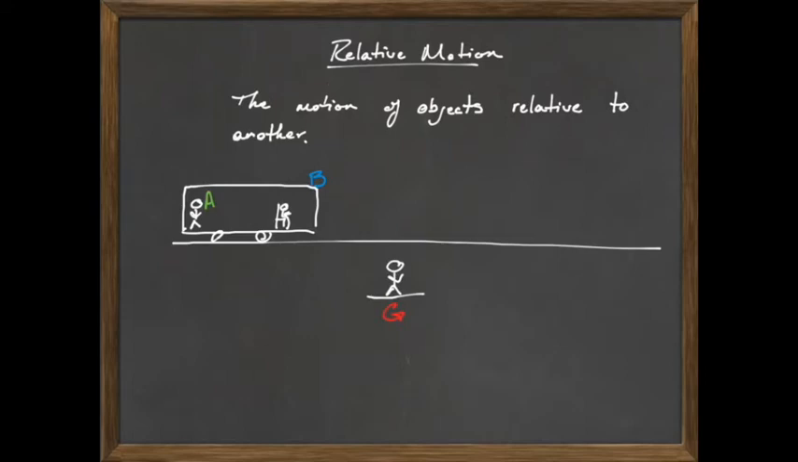Now, if we have the bus, and let's say that the bus is moving with a velocity of, we'll say 10 meters per second, and then we'll say the person on the bus is walking forward at 2 meters per second. Okay, then if you're the person on the ground, what do you see as the velocity of person A?